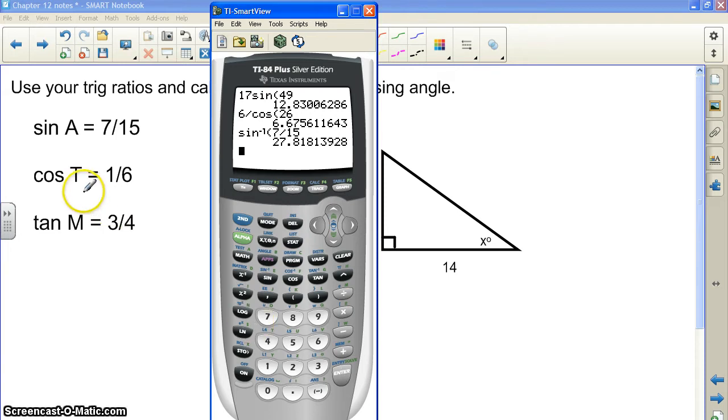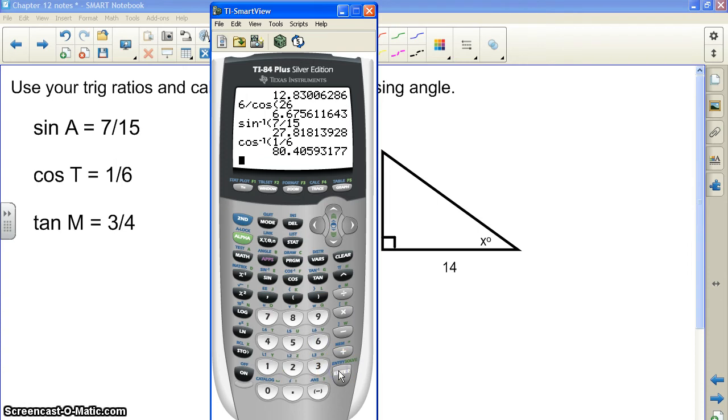If I wanted to find angle T, it's cosine, so I would just press second cosine, and then my ratio, 1 divided by 6. So that would be about 80 degrees. Then finally, if I did tangent M equals 3/4, I'd press second tangent, 3 divided by 4, which would give me about 37 degrees. Okay, so that's how we find a missing angle. So let's look at a picture now.